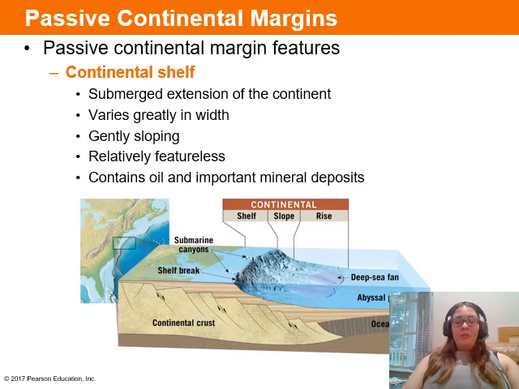But one of the most important aspects of our continental shelf is that this is where most of our oil, the petroleum that fuels our car, and the natural gas that can fuel our homes, and other really important economic minerals are found. So we know more about our continental shelf, part of our oceans, than the rest of our oceans combined, because there's so much economic importance in these areas.